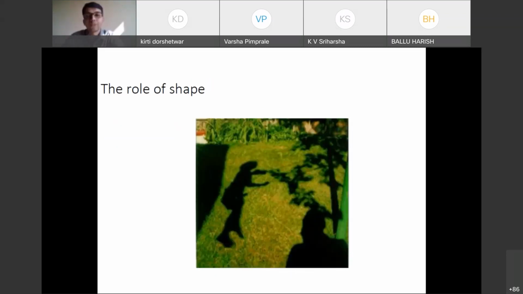Now, the role of shape. If this image is given to a human, they will say that a child is swinging and a person is pushing or giving force to that swing. But this is just a shadow. From a shadow, we are able to recognize what exactly is happening in the background of the scene. But this is not possible for a computer as of now.